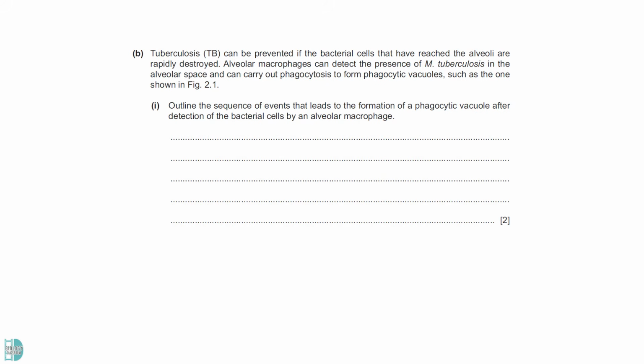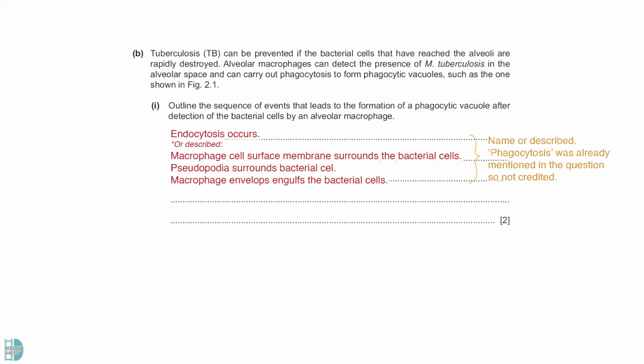B talks about alveolar macrophages. 1. Outline the sequence of events that lead to the formation of the phagocytic vacuole after detection of the bacterial cells. The process is called endocytosis or phagocytosis. You can also get a mark by describing the process. The cell surface membrane of the phagocyte surrounds the bacterial cell and engulfs it. Any detail of events that occur before or after the engulfing will give you the second mark.